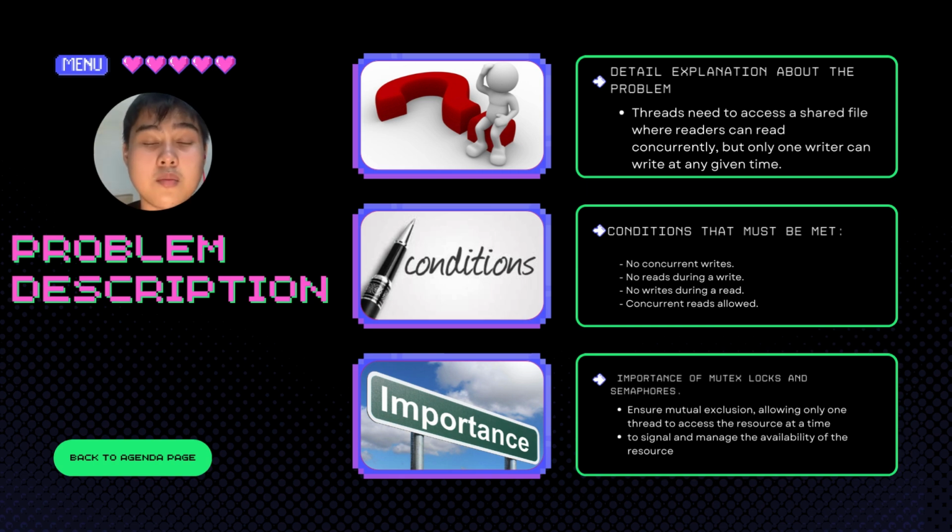Next, there are also some conditions in solving the reader-writer problem, which are no concurrent writes, no reads during a write, no writes during a read, and concurrent reads allowed. All these things relate to the importance of the mutex locks and semaphore, which is to ensure mutual exclusion, allowing only one thread to access the resource at a time, and also to signal and manage the availability of the resources.